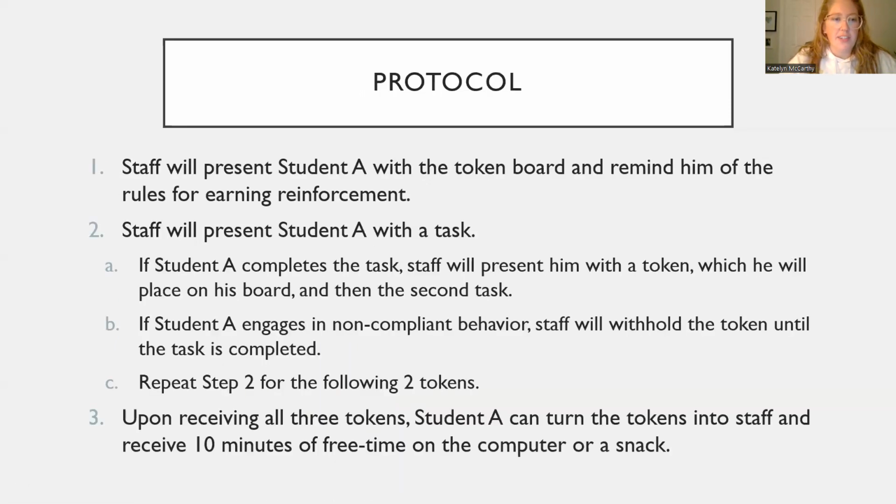Here's the protocol for this intervention. Staff will present student A with the token board and remind him of the rules for earning reinforcement. Staff will present student A with a task. If student A completes the task, staff will give him the token, which he can put on his board, and then provide him with the second task. If student A engages in non-compliant behavior, staff will withhold the token until the task is completed. This step will be repeated 2 more times for the following 2 tokens. Upon receiving all 3 tokens, student A can turn in the tokens to staff and receive 10 minutes of free time on his computer or can receive a snack.